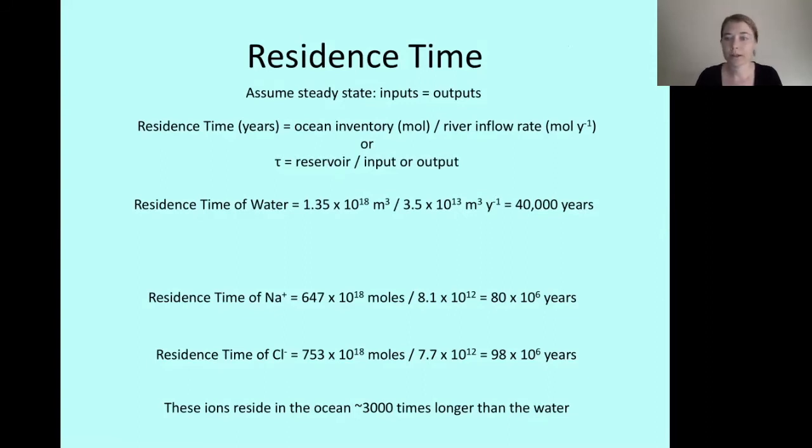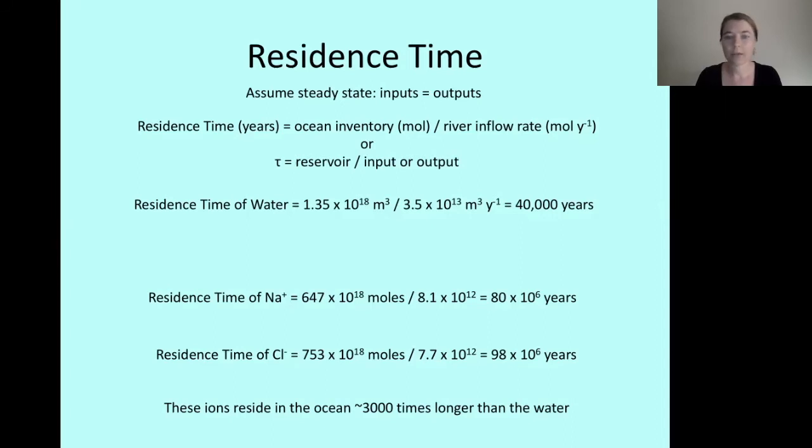So for example, if you wanted to estimate the residence time of water in the ocean, you can calculate how much water there is in the ocean, the total volume, and then divide that by the river inflow rate. So how much water is getting added. You're assuming that the same amount that is getting added is also getting removed, and then you can calculate a residence time for water of about 40,000 years.